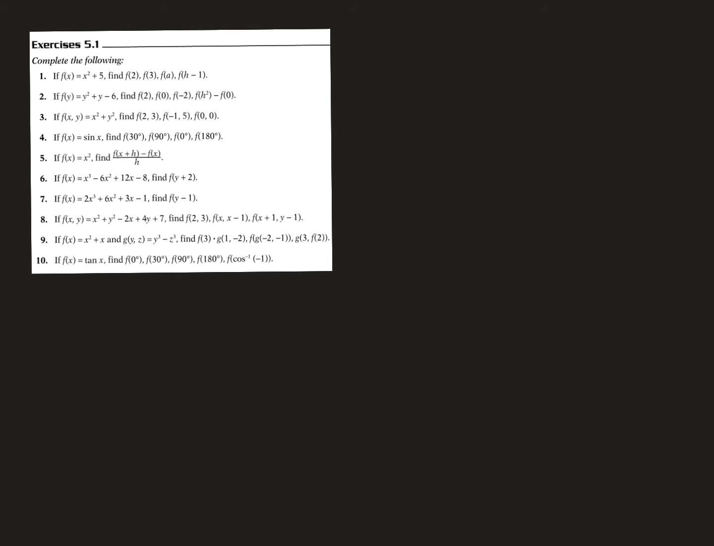Alright, so let's go over number 1 first. We have our function f of x is equal to x squared plus 5. We first have to find f of 2. That means we're replacing the x in this equation with a 2. So 2 squared is 4, plus 5 is going to equal 9.